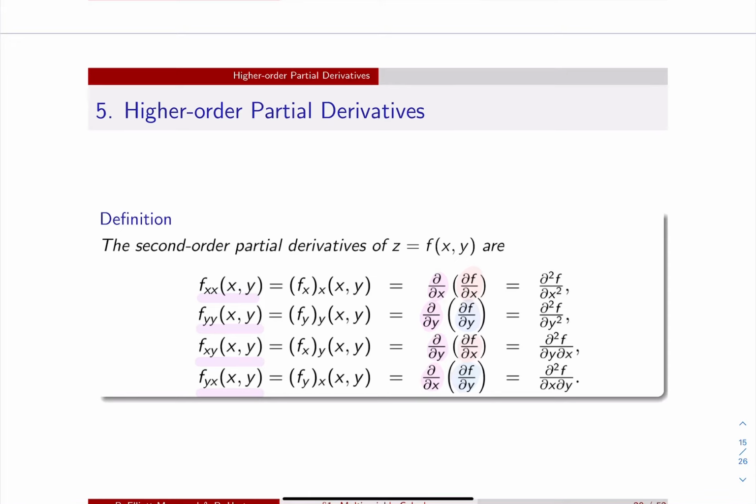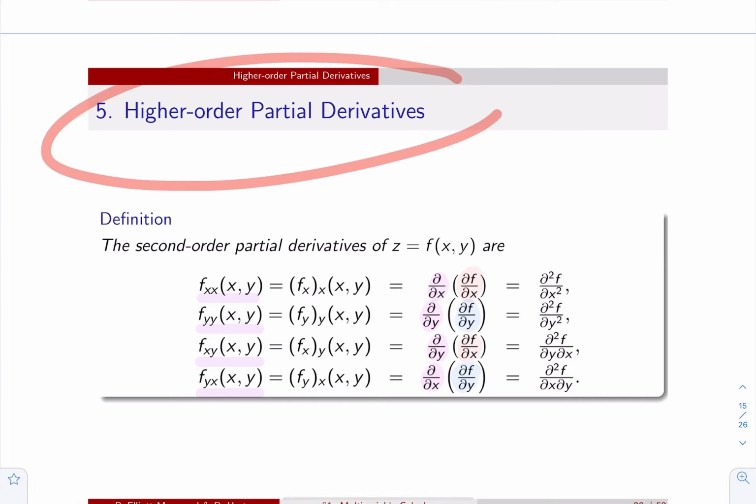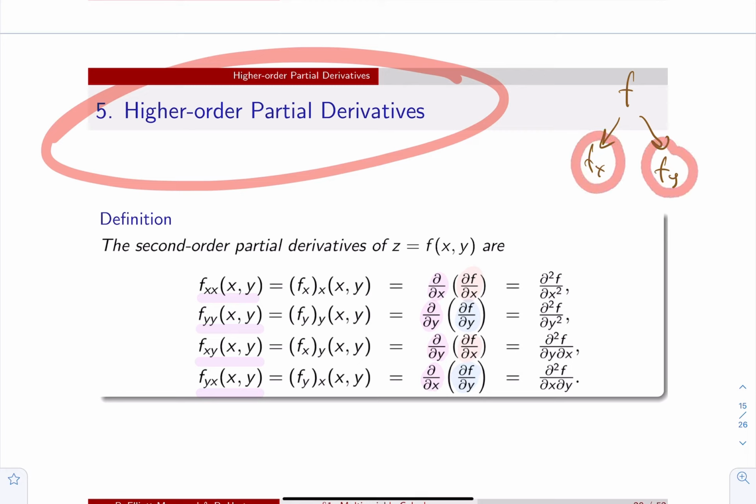Hello everyone. I'm now going to show you how to compute second-order partial derivatives. When you start with one function of two variables, you have two partial derivatives of first order, f_x and f_y. But of course, these two functions are brand new functions of two variables also, so you can reapply this process.